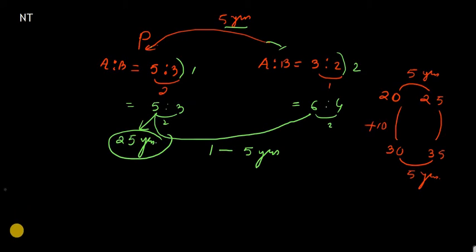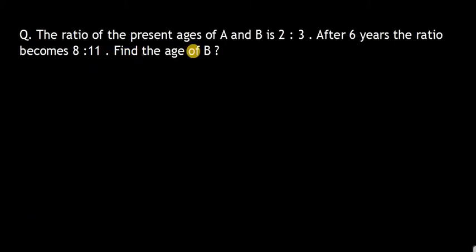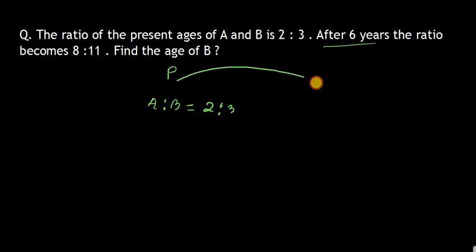Another type of question. The ratio of the present age of A and B is 2:3. After 6 years, the ratio becomes 8:11. Find the age of B. So here at present, the ratio of A to B is 2:3. In the question, after 6 years, the future ratio becomes 8:11.